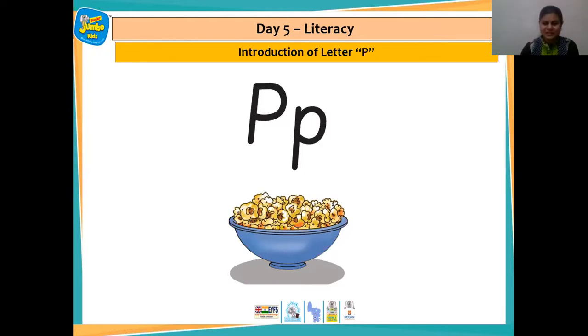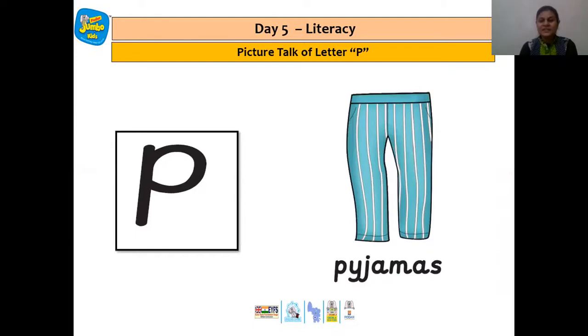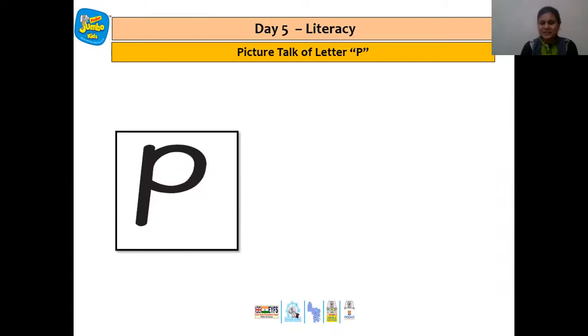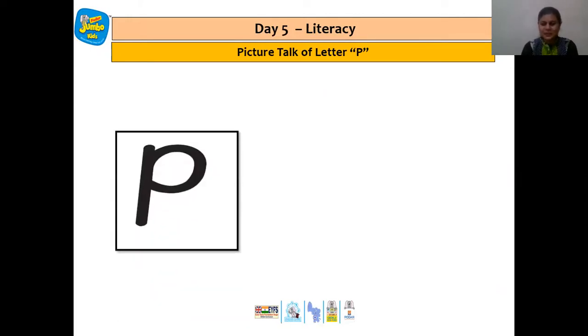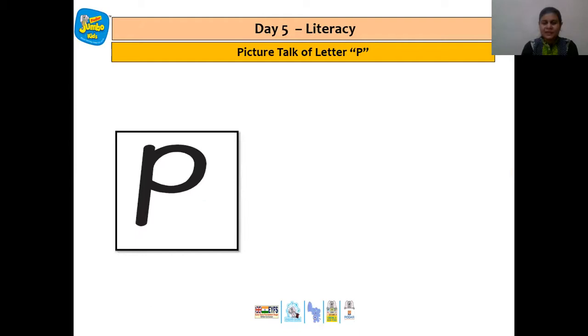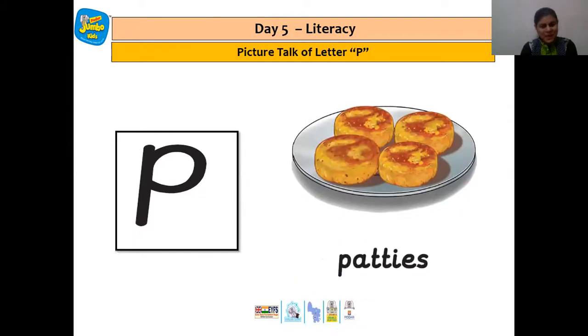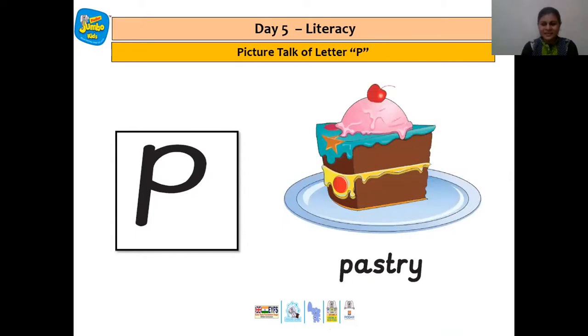Now, time to take a look at the pictures. Right here, we have one that is P, popcorn. Yes. And P, pajamas. Correct. P, what is this color? Pink. Very good. P, purple. P, what is this? Patties. Very good. P, pastries. Lovely. So these were our pictures on capital letter P.